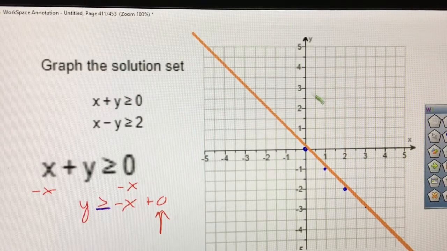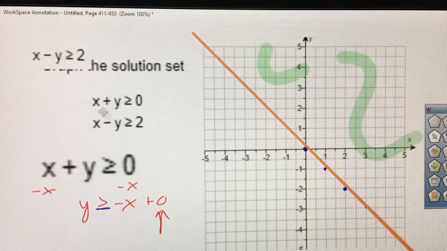I am supposed to shade above that graph. So I'm going to lightly shade above the graph. Now I'm going to graph the other equation. This one's a little bit more involved because there's a negative in the question. So let me bring that graph down here.